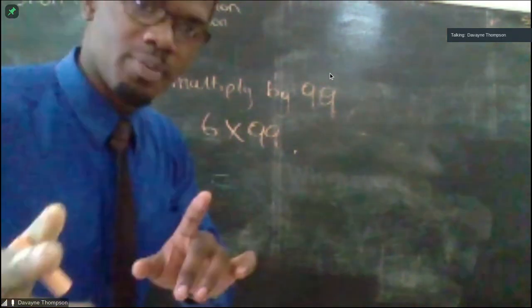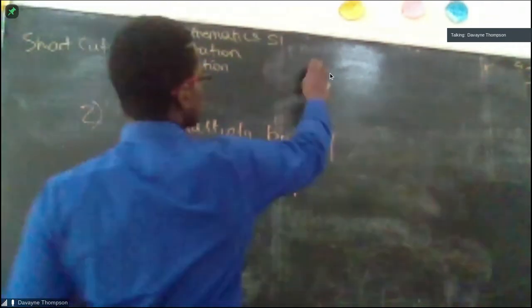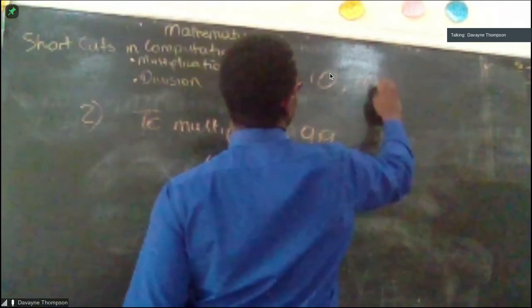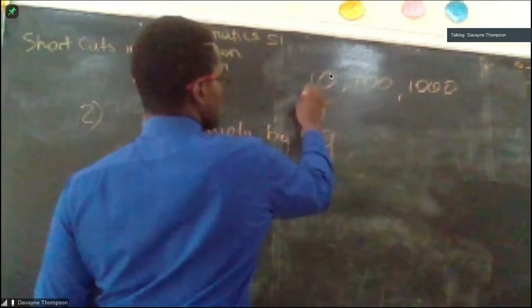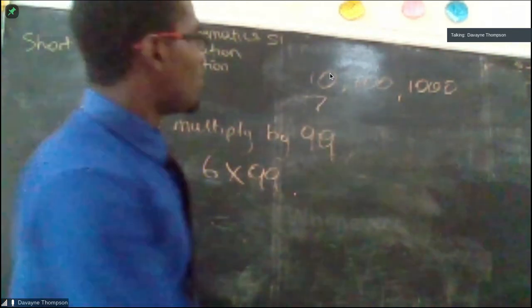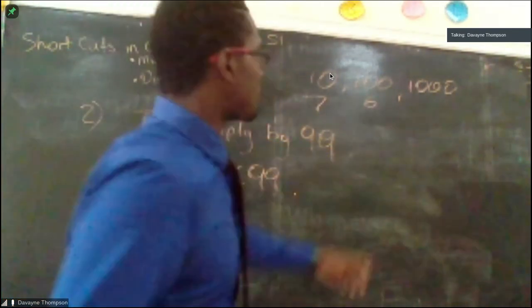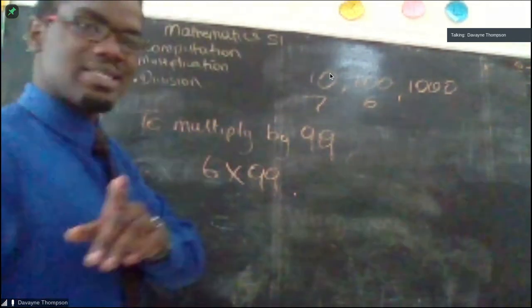Because we're humans and we've been using base 10. We've been using 10, 100, 1,000. When you get a number, 7, you automatically know that 10 times 7 is 70. When you get a number 6, when you multiply it by 100, you automatically know it's going to be 600. So base 10 is your friend.